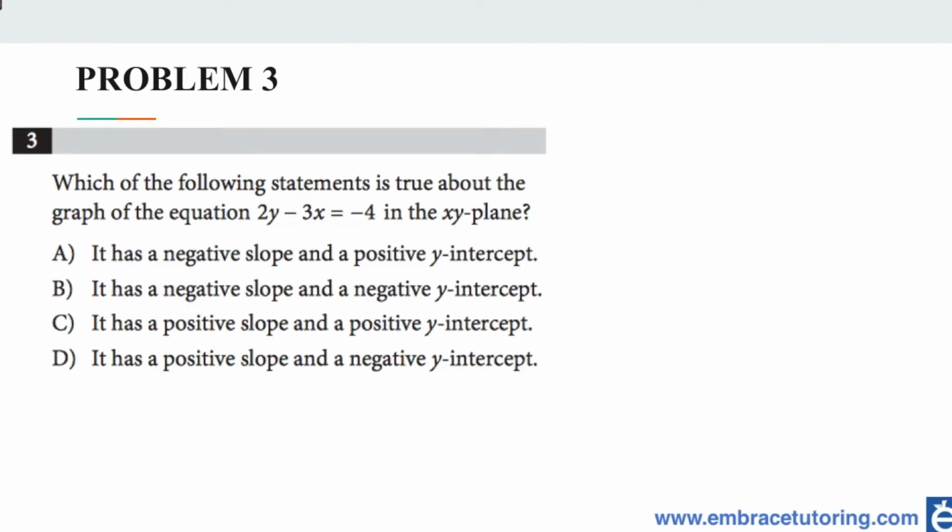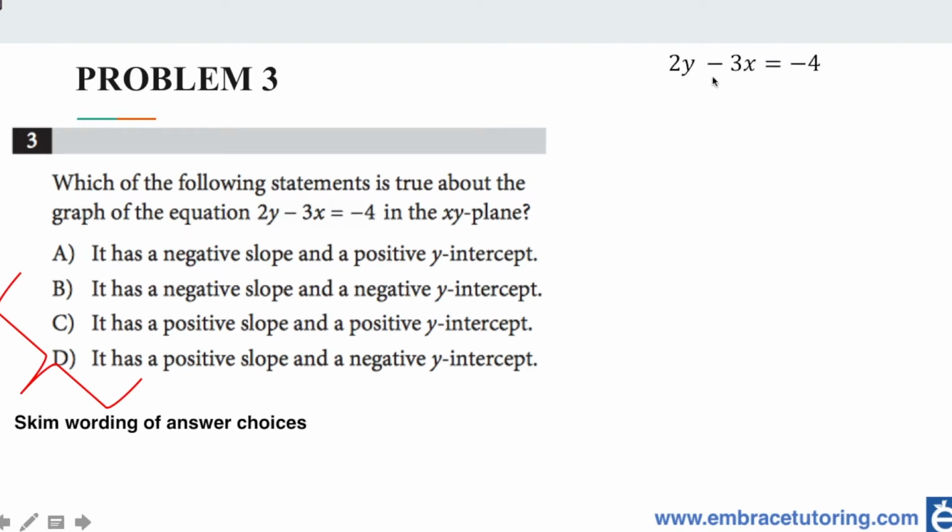Now, moving into problem number 3, it says which of the following statements is true about the graph of the equation 2y minus 3x equals minus 4 in the xy-plane. Because there's a lot of information here, I want to skim my answer choices in terms of the wording to understand better what I'm supposed to look for. And I also see here that I have a slope-intercept form. Because of that, I'm going to rewrite my equation, 2y minus 3x equals negative 4.